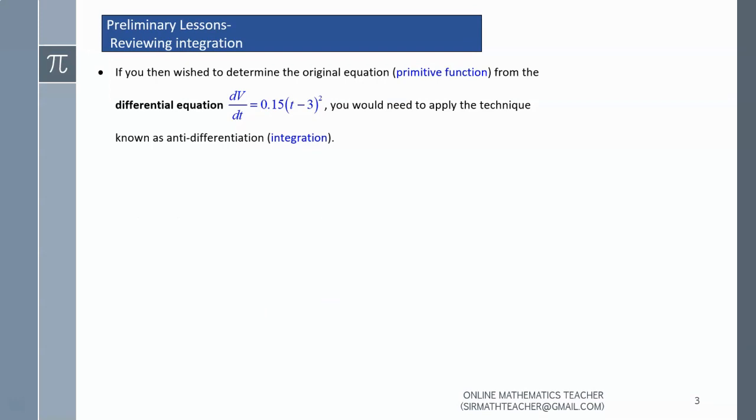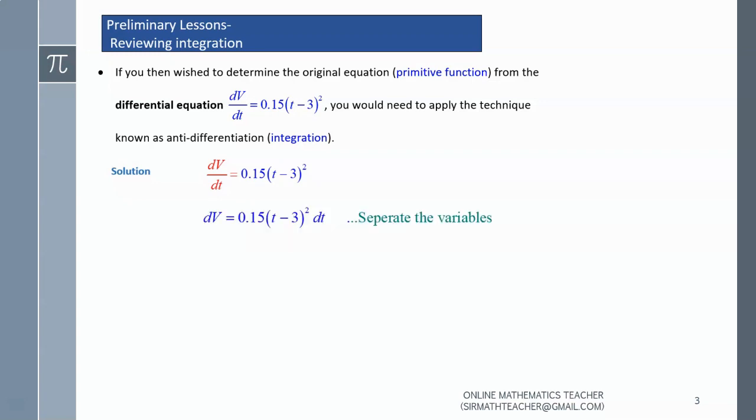If you then wish to determine the original equation, the primitive function, from the differential equation dv/dt equals 0.15(t - 3)^2, you would then need to apply the technique known as anti-differentiation, called integration. Solution. We start with the differential equation dv/dt.